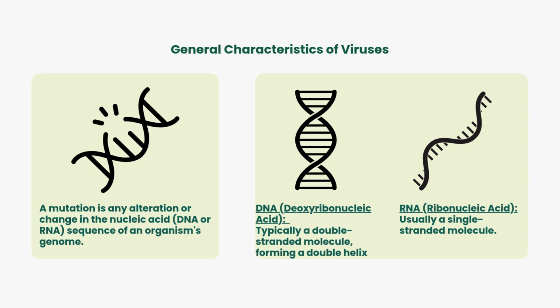Structurally, DNA is typically a double-stranded molecule, famously forming that twisted ladder shape we call a double helix. Its sugar component is deoxyribose, and its building blocks, called bases, are adenine, A, thymine, T, guanine, G, and cytosine, C. Always remember, A pairs with T, and C pairs with G.